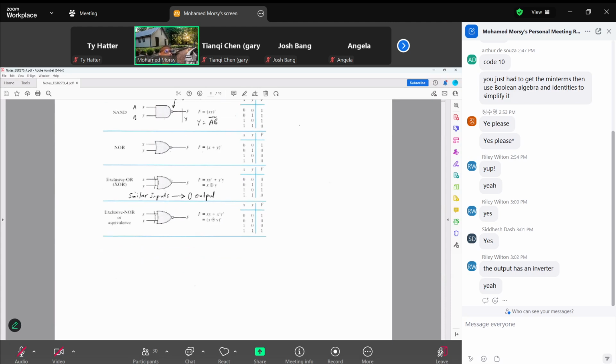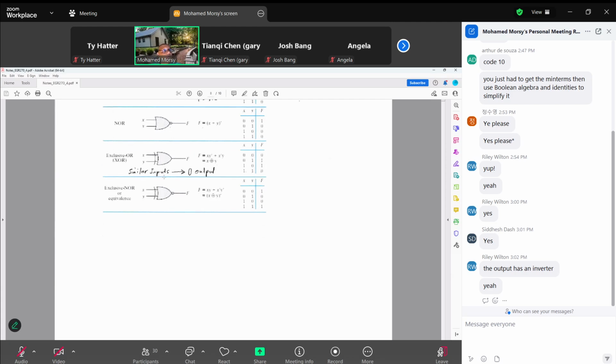What is this gate here? What do we call this gate? The next gate. What do we call it? Anyone has an idea? Exclusive OR. Exclusive OR. Of course, all gates are important because we use all of them in our digital design.